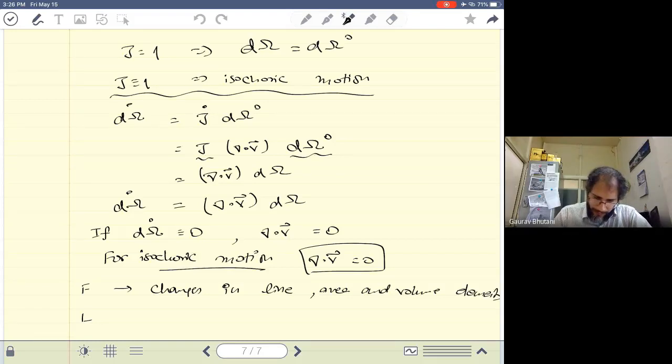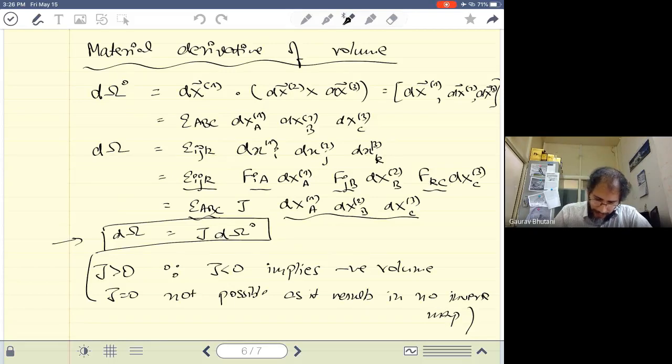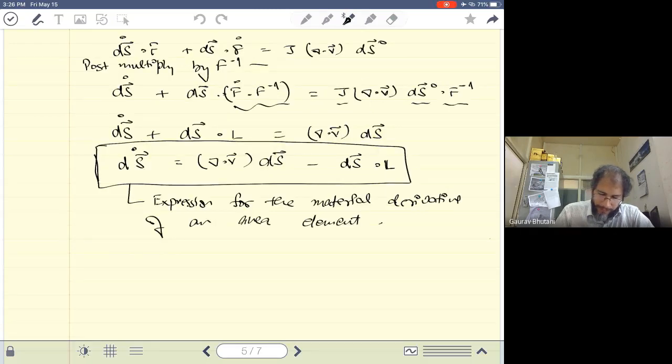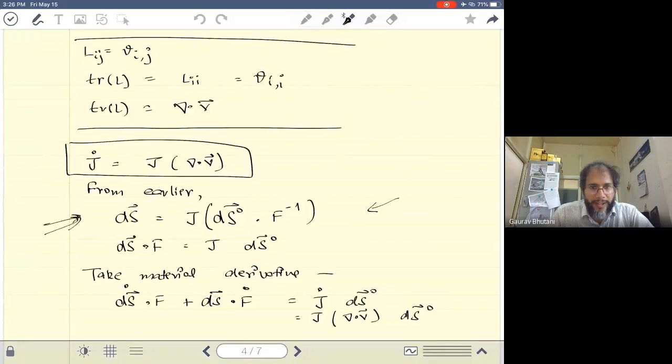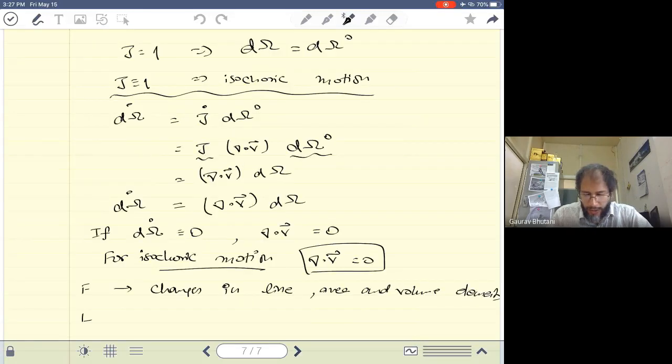Why do I say that? Well, if we look at this volume expression, d omega was written as J times d omega naught, and J is nothing but the determinant of F. So F tells us how the volume changes from the reference to the current configuration. Going back a bit, let's see what we derived for ds. This expression: ds, which was the area in the current configuration, was written in terms of J, the determinant of F, and F inverse. So again, it is F that has the information about the area change as we go from the reference to the current configuration. And similarly, the case is for the line elements, by definition of dx being equal to F times d capital X. So the F tensor contains information about the change in line, area and volume elements as we go from the reference to the current configuration.